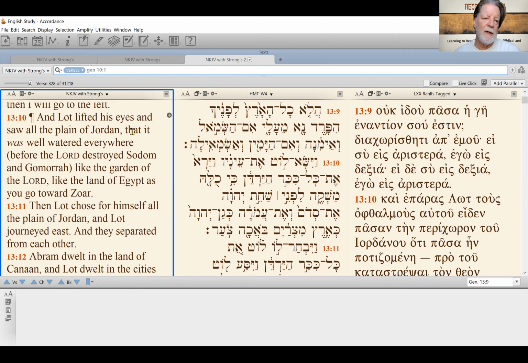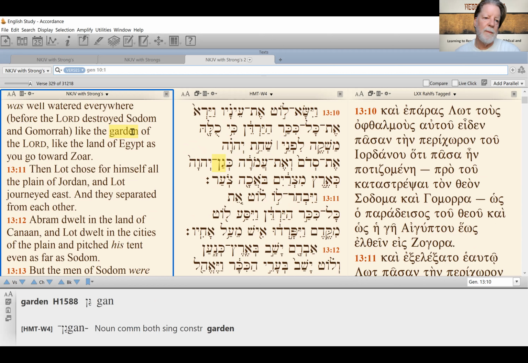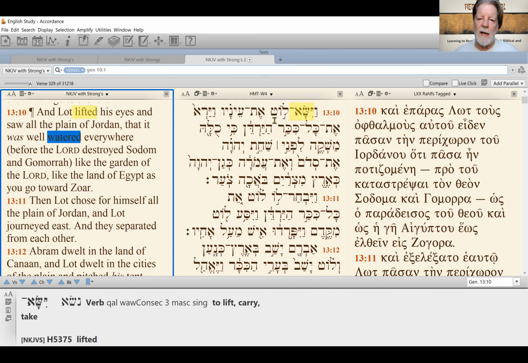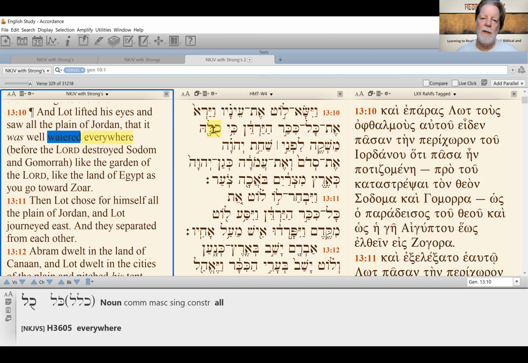So this is verse 10. Let me get it up here to the top of the screen. Okay, verse 10. Vayisa Lot et enav vayar et kol kikar hayarden ki kula mashke lifnei shachet Adonai et Sodom ve'et Amorah ke'gan Adonai ke'eretz Mitzrayim bo'acha Zoar. Okay, there's a lot here.